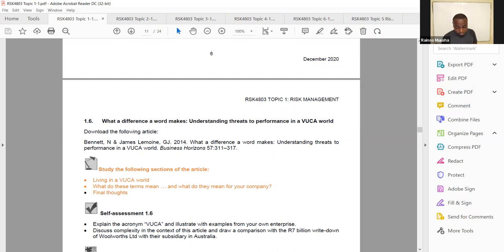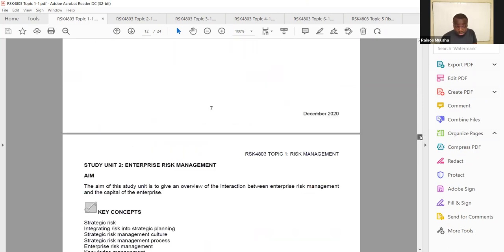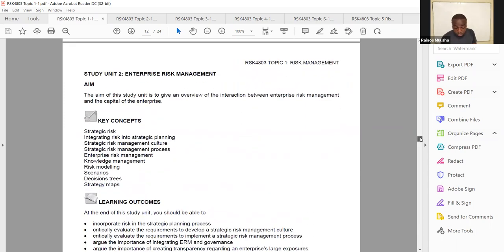So that's basically what we're going to be looking at today, from study unit one. Study unit two looks at enterprise risk management, and in the next class, that's when we're going to be looking at study unit two.